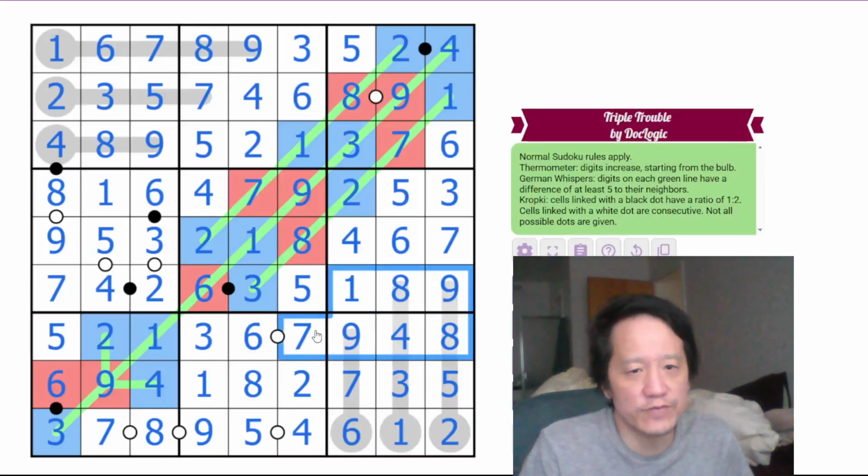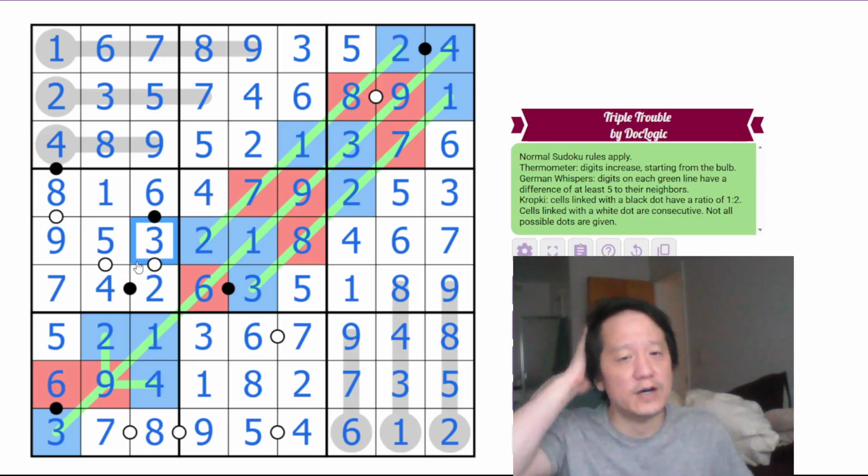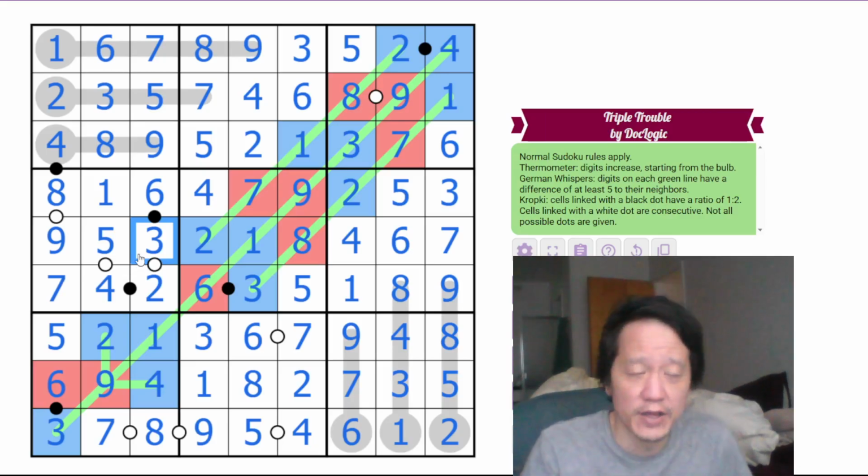Yeah, pretty straightforward. Just a normal use of German whisper lines and black Kropke dots. And the white Kropke dots. The logic flowed very well, though. That's one aspect.